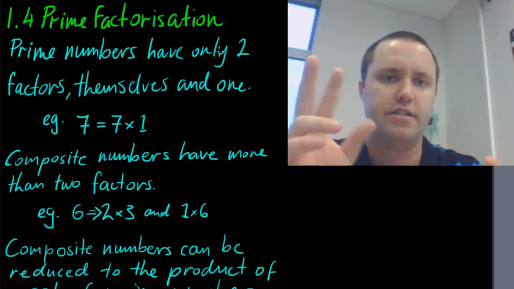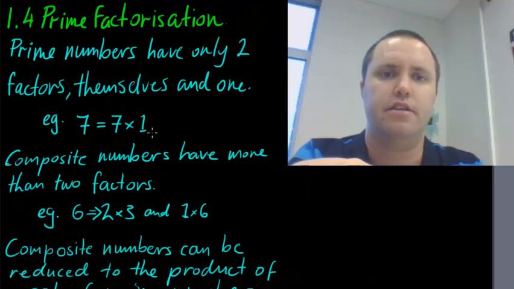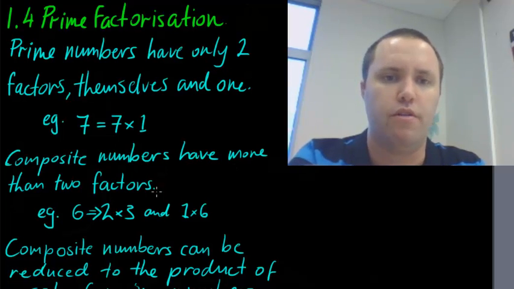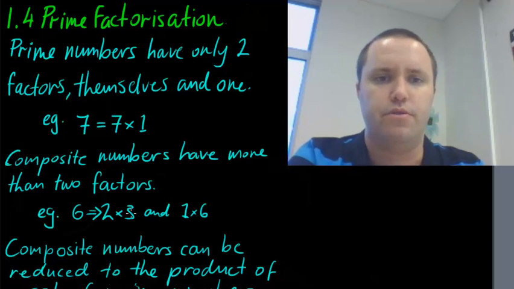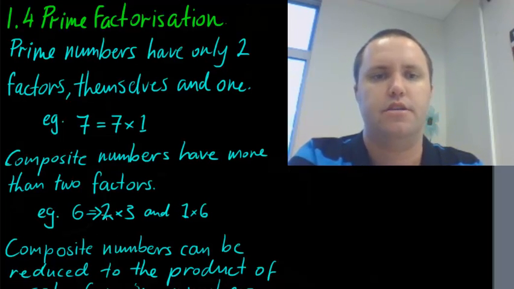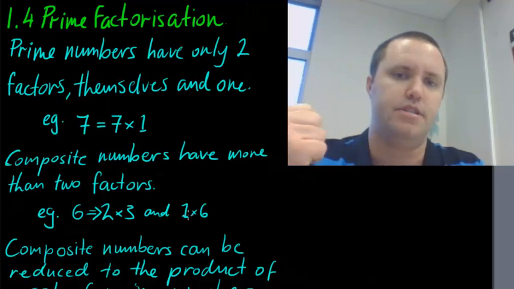So two factors, themselves and one. For instance, 7 has only factors 7 times 1. Right, the other type of numbers that we deal with are composite numbers, which are numbers that have more than two factors. For instance, 6 has factors 2 times 3 and 1 times 6. So it has 4 factors. That being more than 2 makes it a composite number.